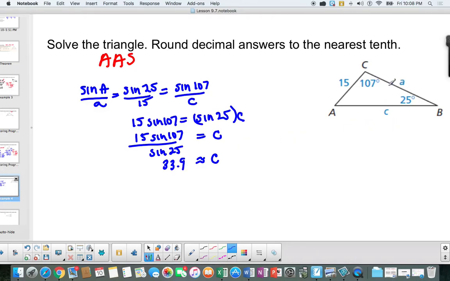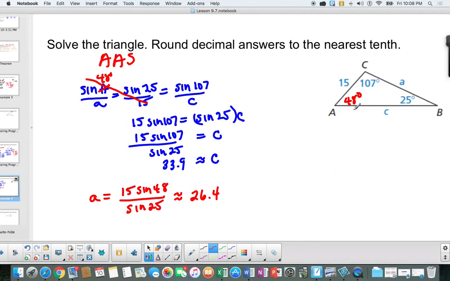All right, now to find A, I'm going to actually find angle A first. So I'm going to take 180, take away 25, take away 107, and I have 48 degrees, which over here is 48 degrees. And I can go ahead and cross multiply and then divide by that. So A will be equal to 15 times the sine of 48, and then I divide by sine of 25. And I go ahead and put this on my calculator. And I get approximately 26.4. So I found all the sides and all my angles for this triangle.